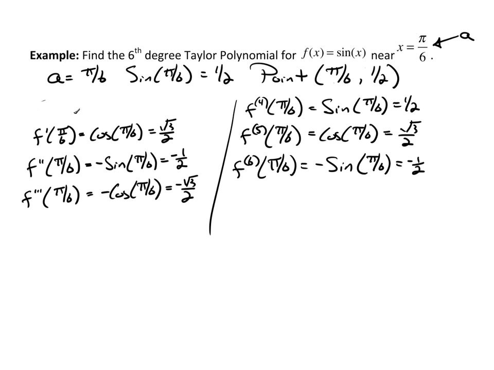I didn't do the 0th derivative. Well, I did, I just didn't call it the 0th derivative. So the 0th derivative at pi over 6 is sine of pi over 6, which equals 1/2. That's actually my point. So I have the 0th, the 1st, the 2nd, the 3rd, the 4th, the 5th, the 6th.